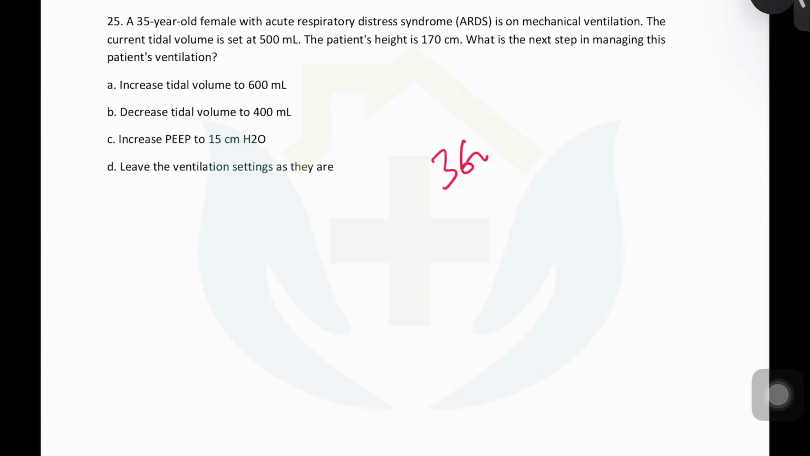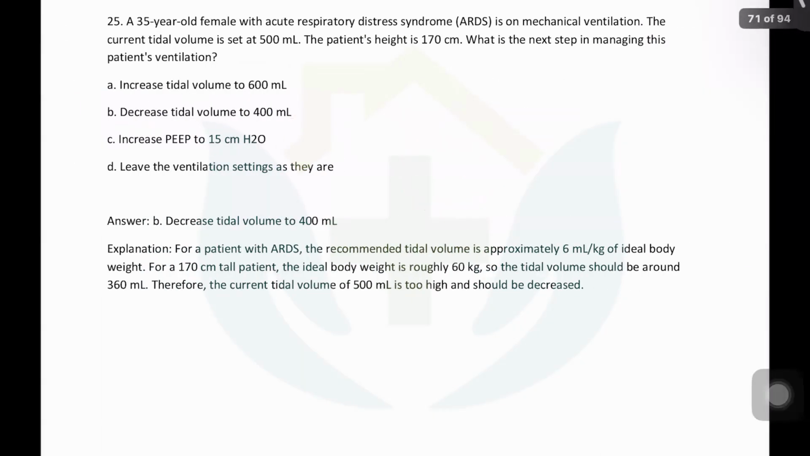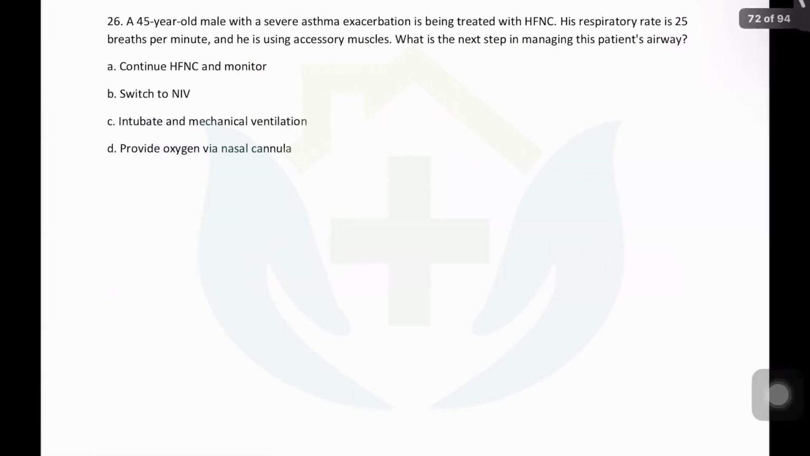So we would try reaching somewhere close to 360 ml. I think 400 ml is fine. So the answer should be B. For a patient with ARDS, 6 ml per kg, 170 centimeters tall, roughly 60 kg, that is what is required.